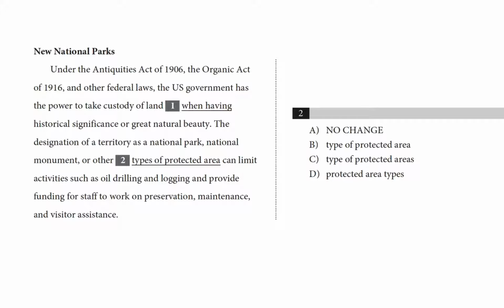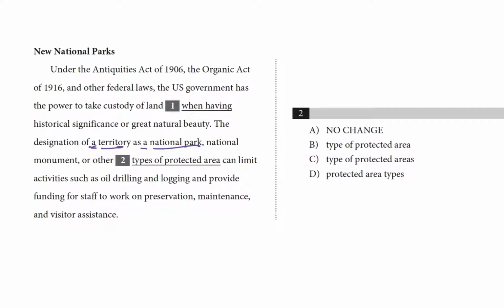Let's see if there's anything in the sentence that feels plural or singular. The designation of a territory as a national park, national monument, or other blank of protected blank. Well, we're designating a singular territory, as a national park or a national monument. So it's a singular territory, a singular park, or a singular monument. It seems unlikely that you'd take one territory and say, this is 2 national parks. We're talking about 1. So since we're talking about turning a singular territory into a singular kind of protected area, it follows that a territory would be a singular type, not types.